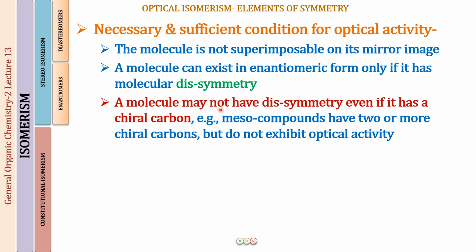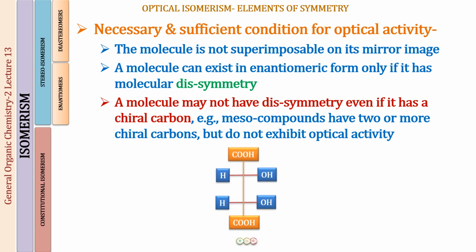A molecule may not have this symmetry even if it has a chiral carbon. This you have seen. The meso compounds may have 2 or more than 2 chiral carbons, but they do not exhibit optical activity. For example, the meso-tartaric acid example you have already seen. This compound has 2 chiral centers, but yet it is not going to show optical activity because it has a plane of symmetry present. Okay, so I hope this is clear.